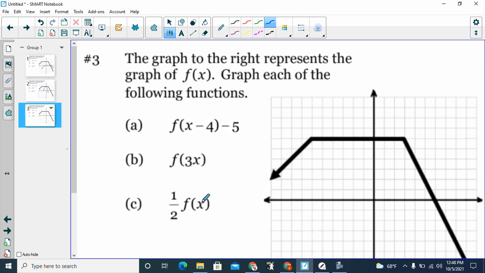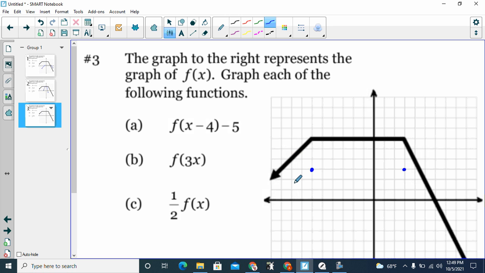Part C, nothing's happening to the x's. Looks like I'm taking the y's times 1/2. Anything that happens with the y's is exactly as it says. So I'm going to take the y value and multiply by 1/2. 1, 2, 3, 4, 5, 6 times 1/2. 6 times 1/2. Nothing's happening to the x's.